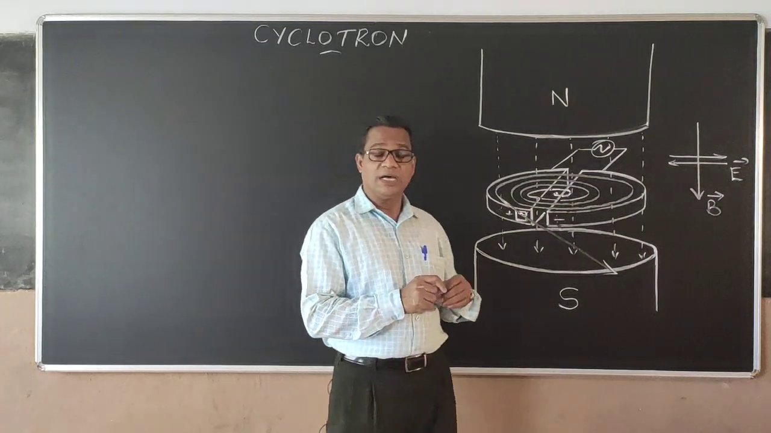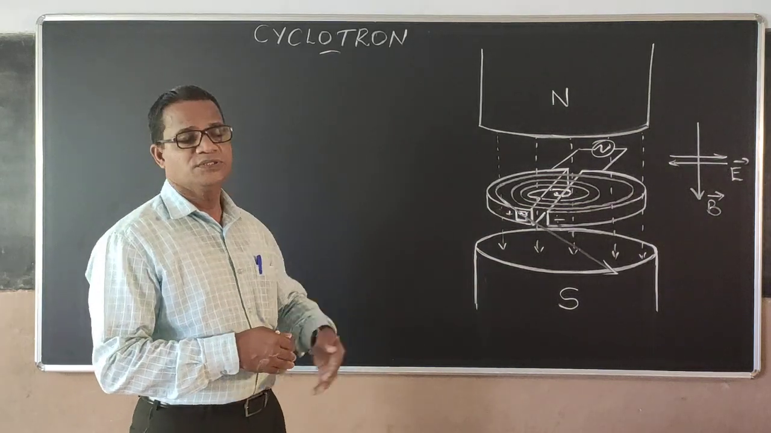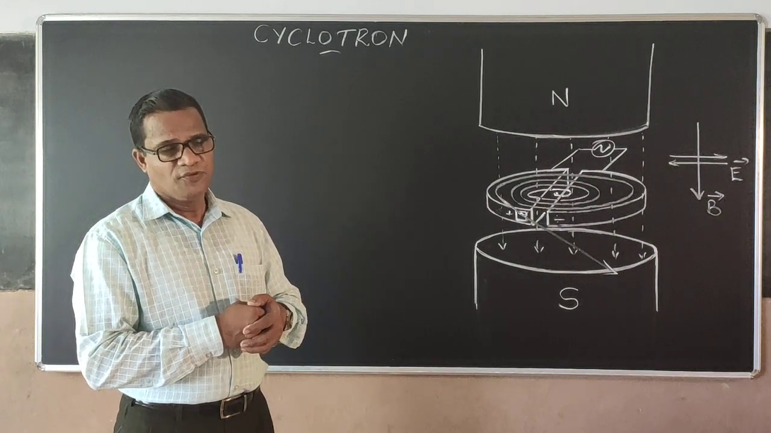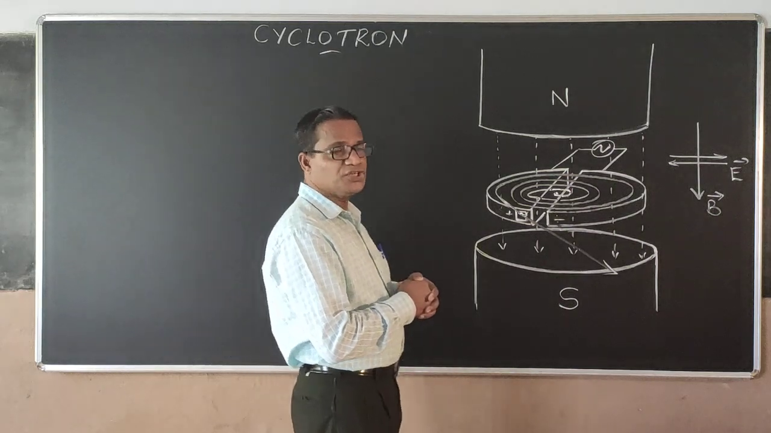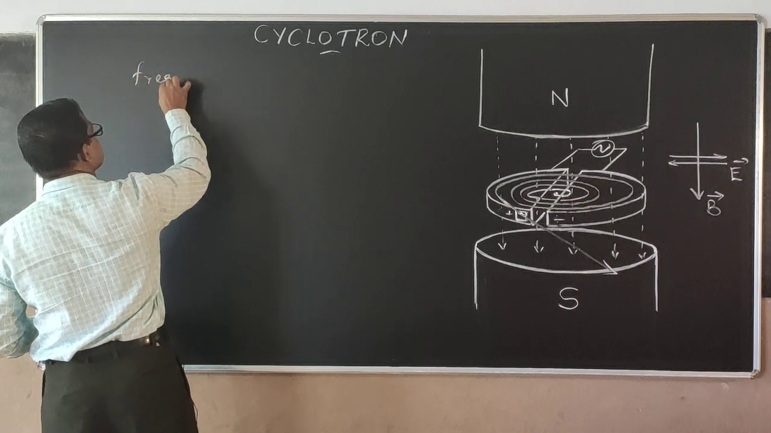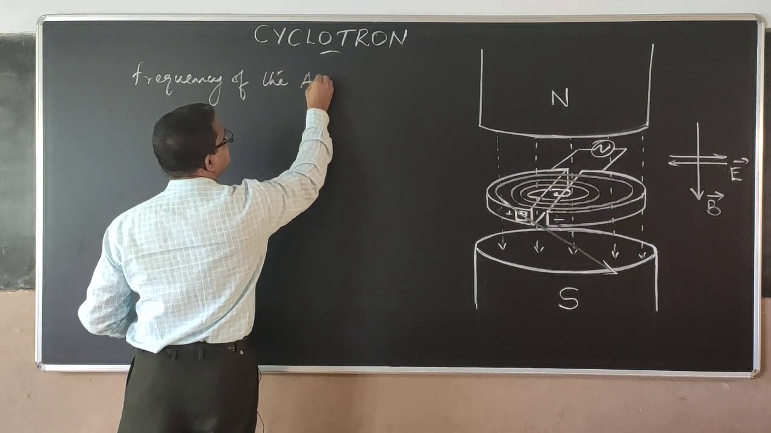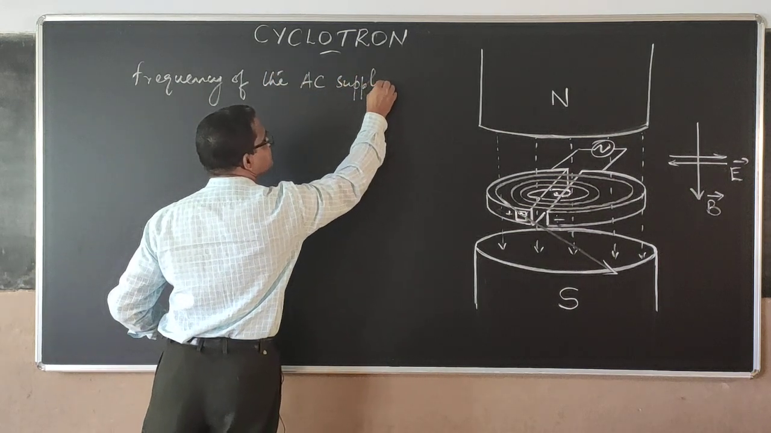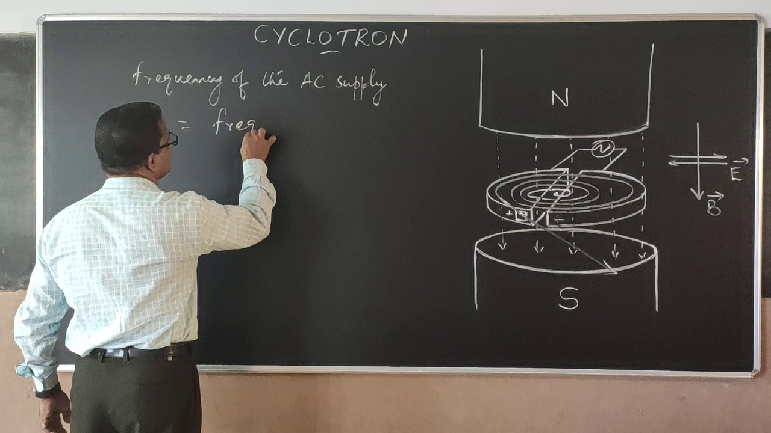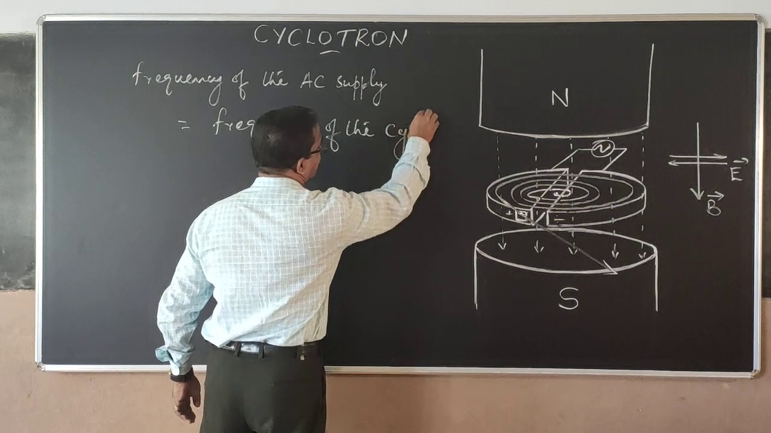But then we found that as the particle comes out of one D, the other D must be oppositely charged, so that the acceleration takes place. For that, there is a resonance condition required, that is, the frequency of the AC supply will be equal to the frequency of the cyclotron.